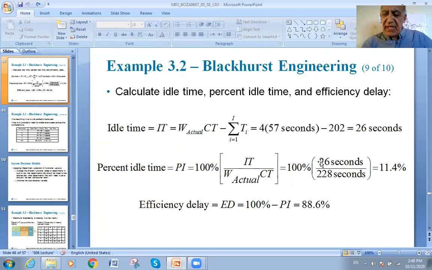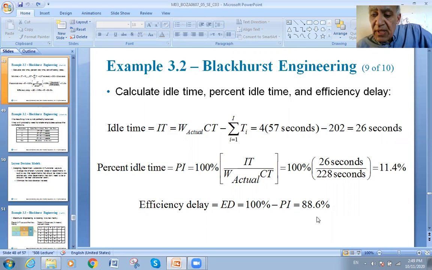So you will multiply 26 seconds by 228 and multiply by 100. This will give you 11.4. Okay, so if this is considered like deficiency, then the efficiency delay will be 100% minus.